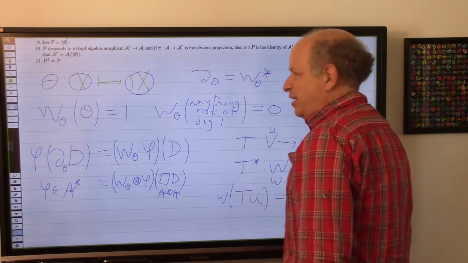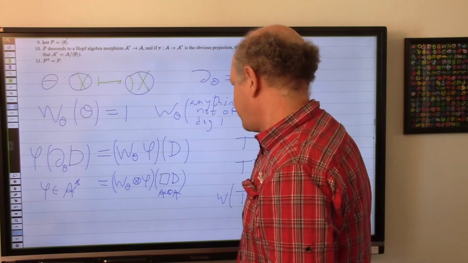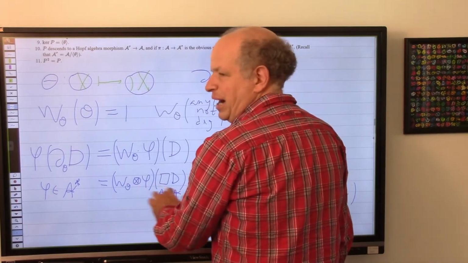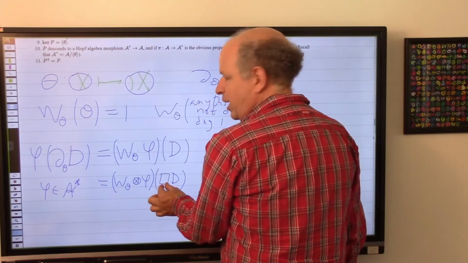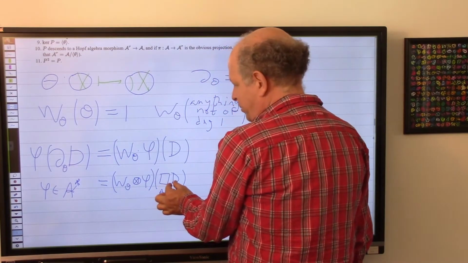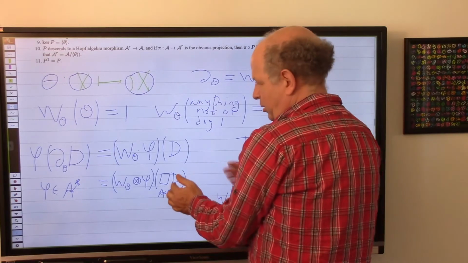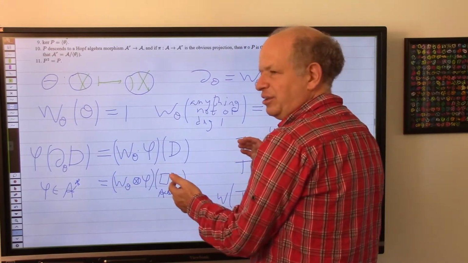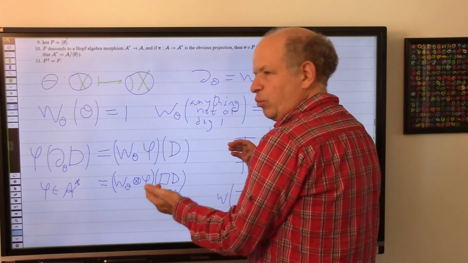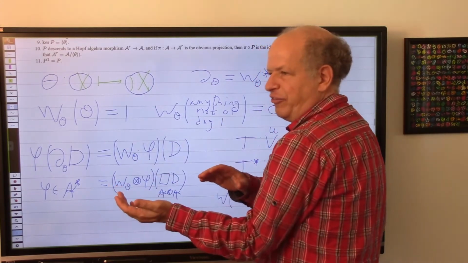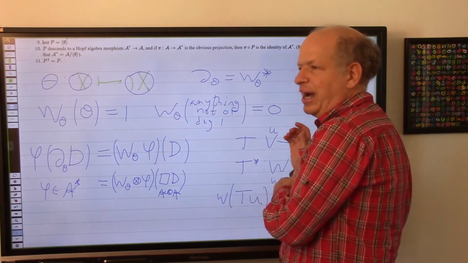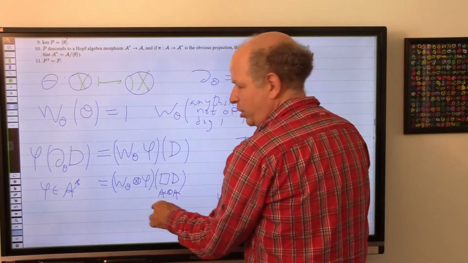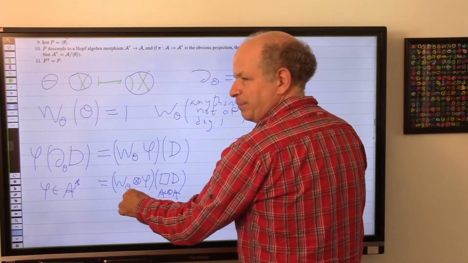Okay? Now, what does this mean in practice? The coproduct is defined by, so if you have a diagram D, the coproduct is the sum of all ways of splitting it. Some of the chords go to the left and some of the chords go to the right. But then we evaluate the left factor against W theta.